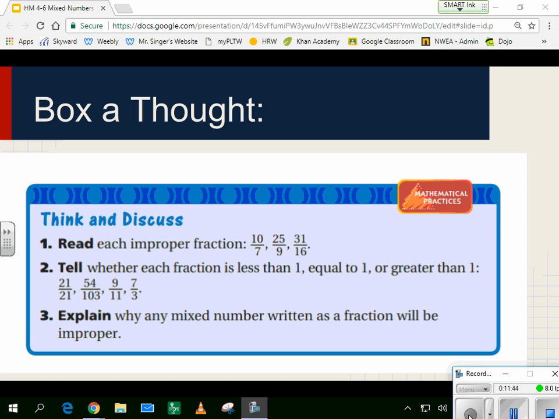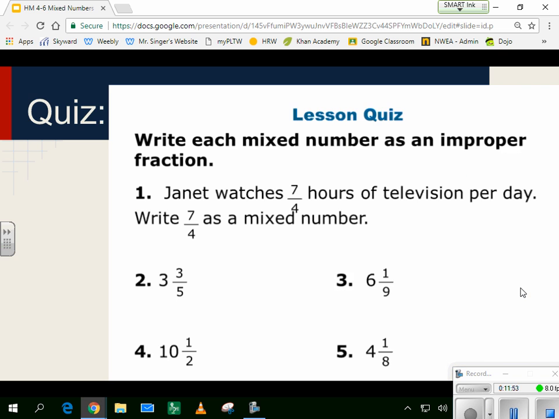All right, here you go. Here is your box of thought. Go ahead and answer these as best as you can to explain your understanding. And your quiz, 5 questions that I want you to use where you're changing them from either an improper fraction to a mixed number or a mixed number to an improper fraction.